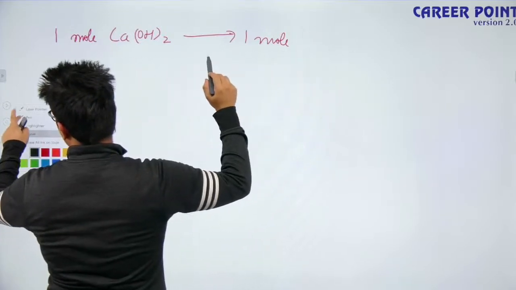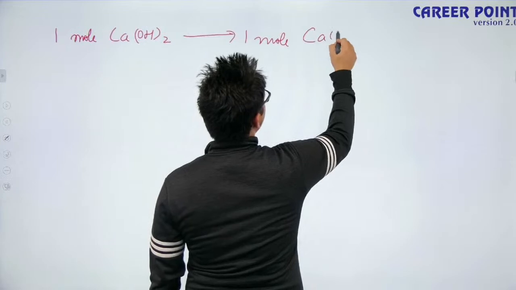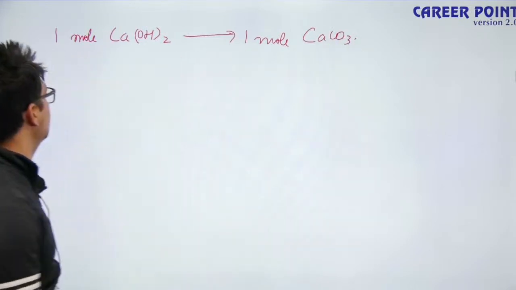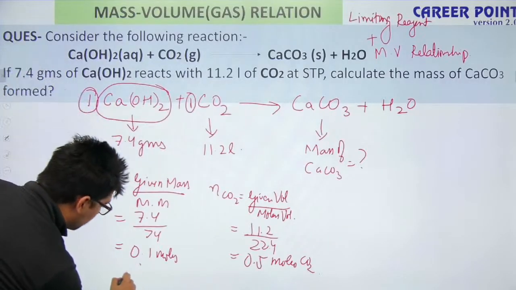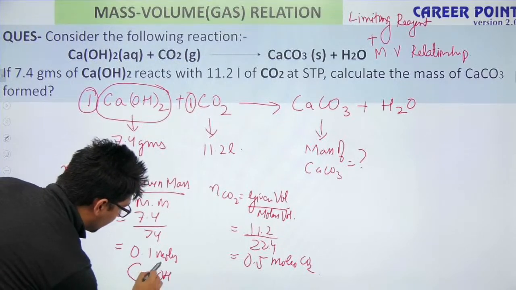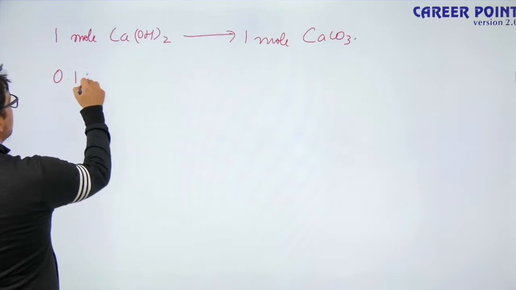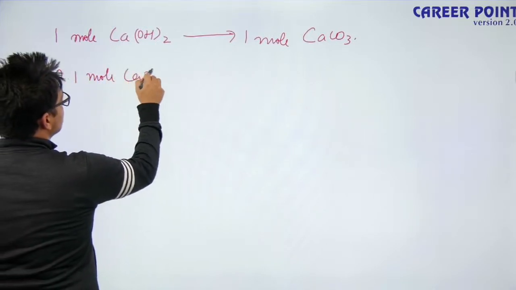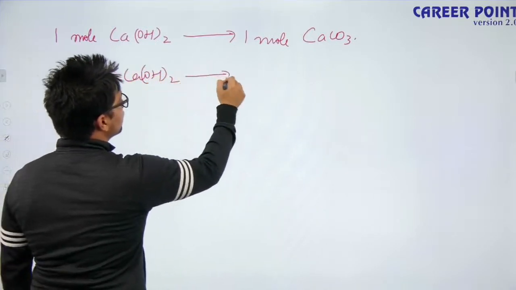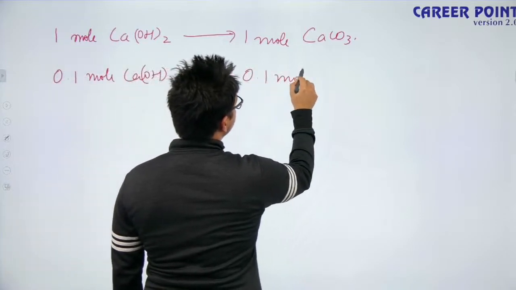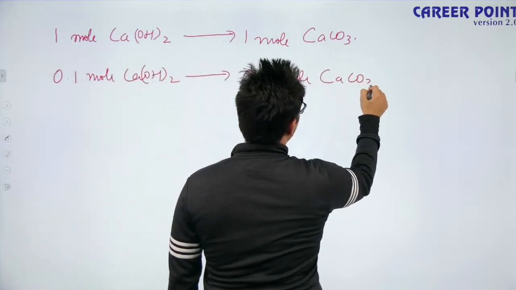Yes, so this goes with 1 mole CaCO3. So how many moles of calcium hydroxide do we have? We have 0.1 moles of calcium hydroxide. So this basically means it goes with 0.1 mole calcium carbonate.